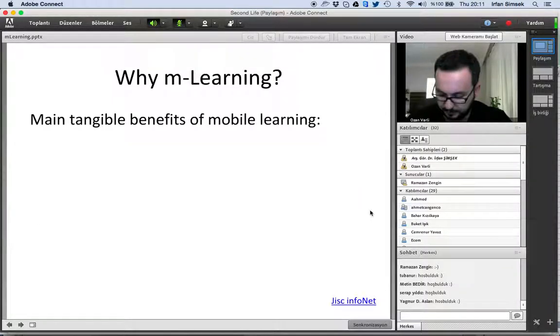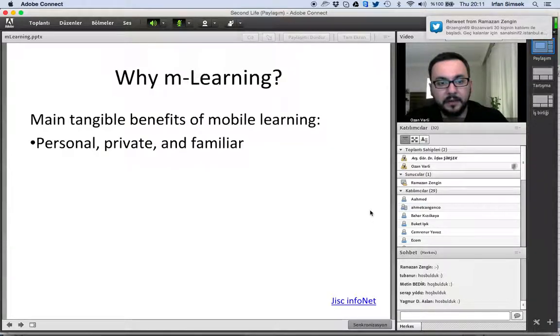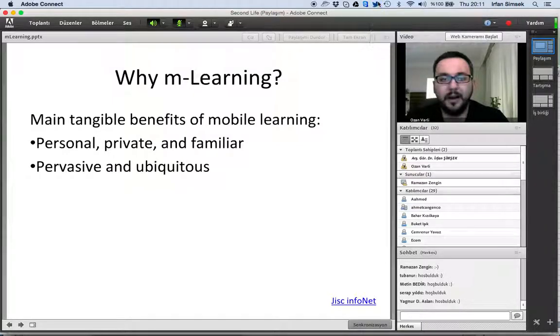So what are some main tangible benefits of mobile learning? According to JISC, one of the leading forums or platforms on mobile and blended learning, mobile learning is personal, private, and familiar. That means we all have cell phones. We all have a form of mobile device. It's our own, it's private, and we're quite familiar with it. We know how to use these devices.